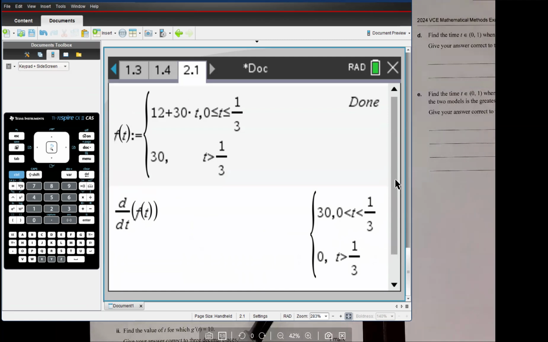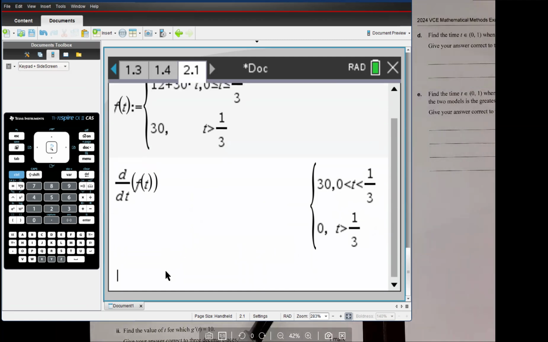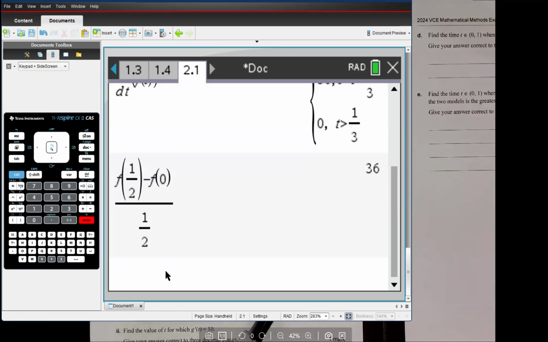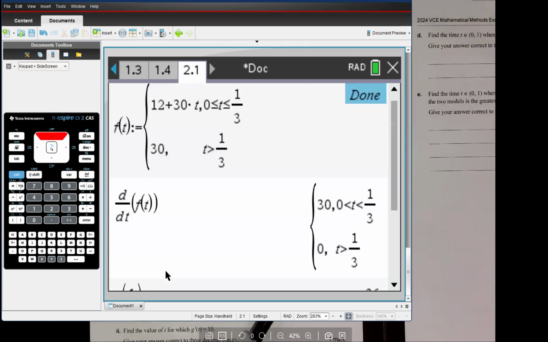And then the question wants the average rate of change. So you say, okay, between 0 and half, f of half minus f of 0, divided by half. And that should give you 36 degrees Celsius per hour, if I'm not mistaken. Let me just double check.